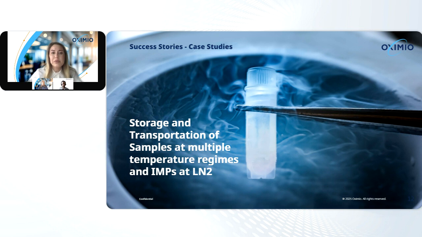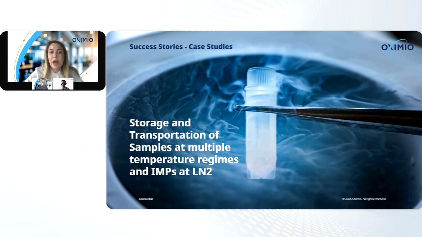So, Oximio case study, scalable model in action: meeting cryogenic and ultra-cold storage needs for our client. A cell and gene therapy sponsor needed end-to-end logistics support for transporting highly sensitive biological materials and investigational medical products. The challenge included handling multiple temperature regimes, from -20 to 2-8 for biosamples, such as whole blood and tissues, with a very extensive monitoring period.